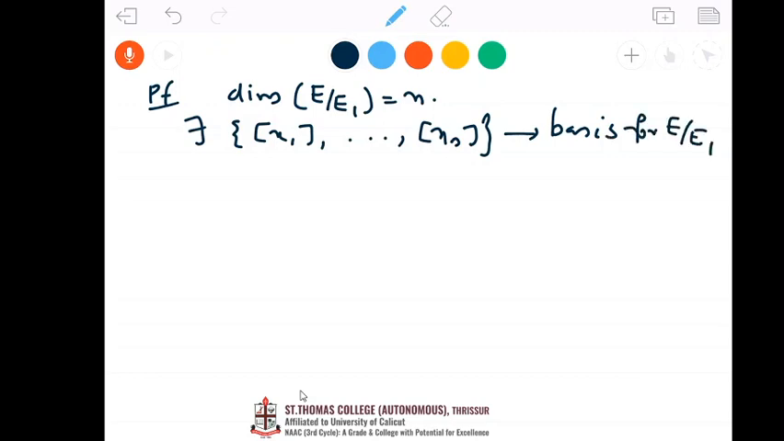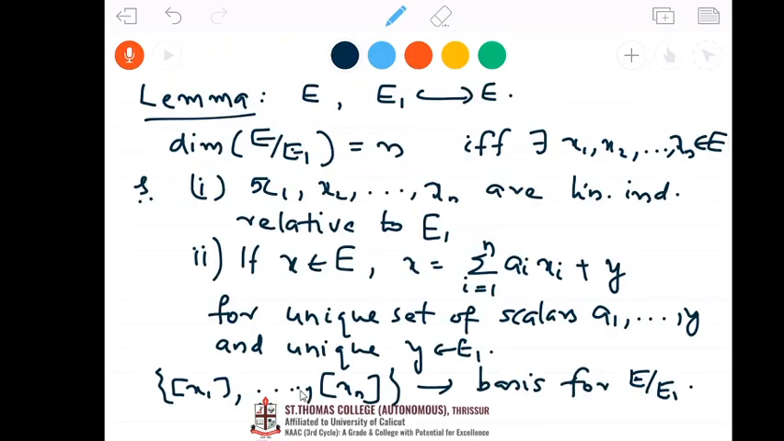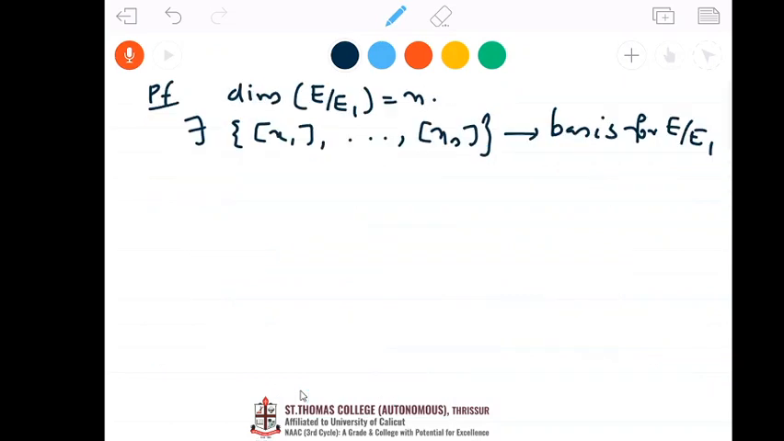Now I have to prove that x1, x2, etc., xn are linearly independent relative to E1, and that for each x in E, the expression x = summation i equal to 1 to n ai xi plus y is unique. We have to prove these two facts. So first I am trying to prove x1, x2, etc., xn are linearly independent relative to E1.